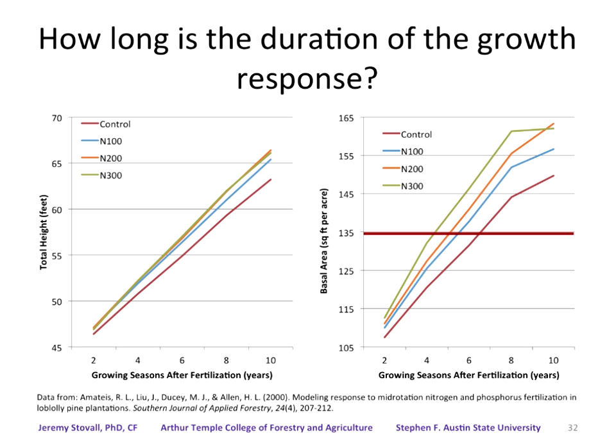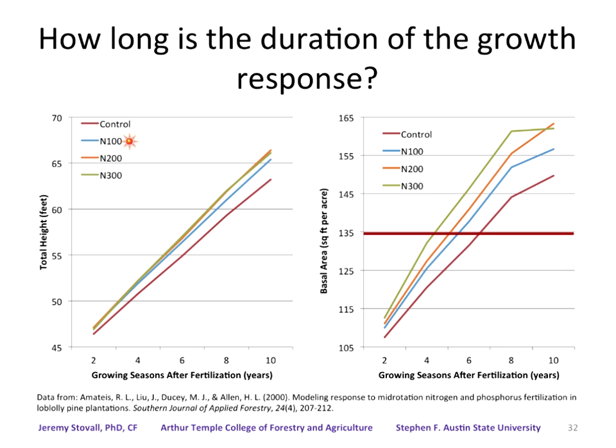It's a different story with the mid-rotation nitrogen application. Here's some data from Ralph Amateis at Virginia Tech, and again Lee Allen, published in 2000. And they looked at mid-rotation nitrogen and phosphorus application. I don't have it listed here, but along with these treatments, we have a control where no fertilizer was applied.